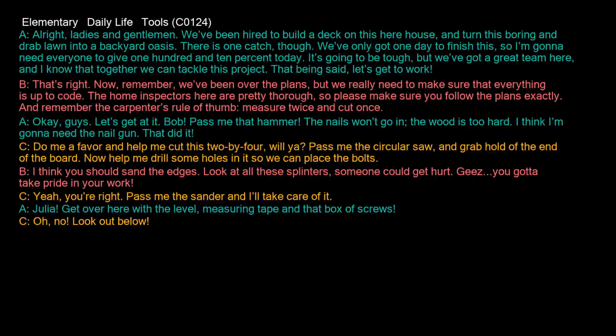That did it. Hey, do me a favor and help me cut this 2x4, will ya? Pass me that circle saw and grab hold of the end of the board. Now help me drill some holes in it so we can place the bolts. I think you should sand the edges. Look at all these splinters. Someone could get hurt. Jeez, you gotta take pride in your work. Yeah, you're right. Pass me the sander and I'll take care of it. Julia, get over here with that level, measuring tape, and that box of screws. Oh no! Look out below!